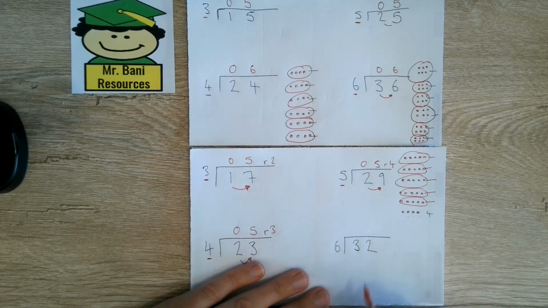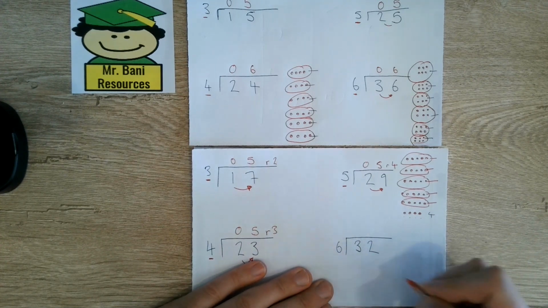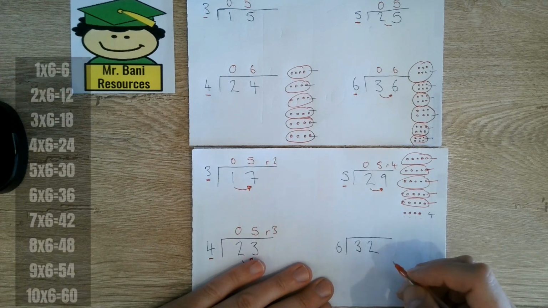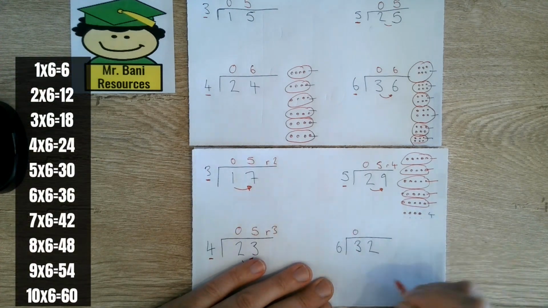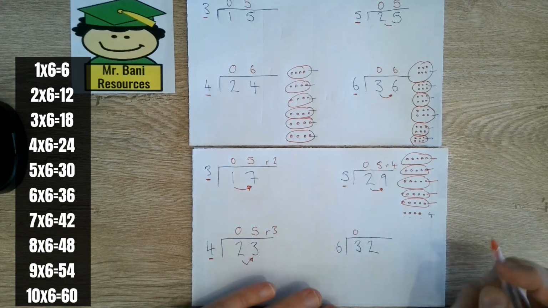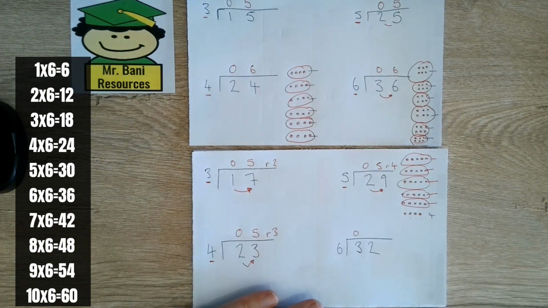Right, 32 divided by 6. Does 6 go into 3? No, it doesn't. Does 6 go into 32? Yes, but how many times? Let's find out. Go. I'll give you 30 seconds for this.